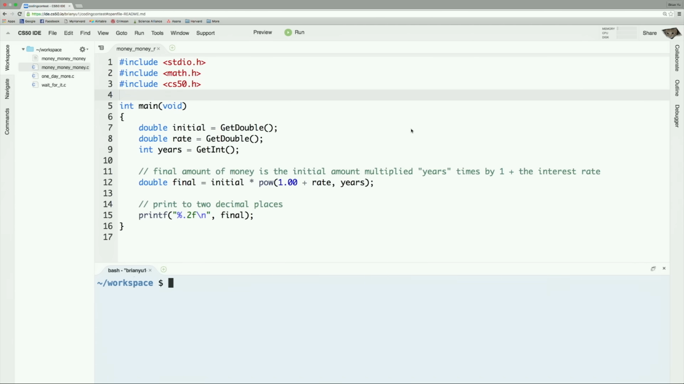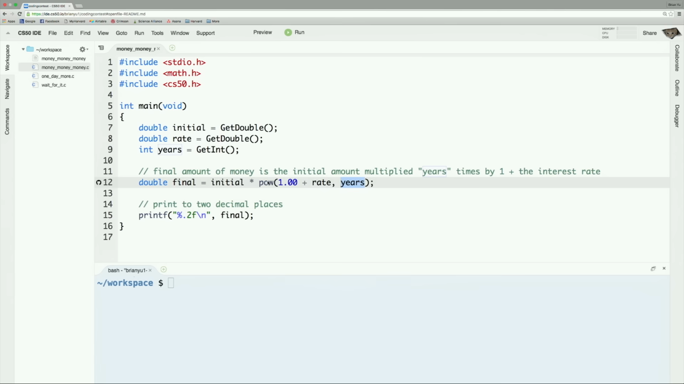With that in mind, let's take a look at the code that we can use in order to calculate how much money someone would have after a certain number of years. First, we're going to take in values via standard input for the initial amount of money that they would have, their interest rate, and the number of years that we're calculating across. And then we can calculate their final amount of money by multiplying their initial amount of money by 1 plus the interest rate raised to the years power.